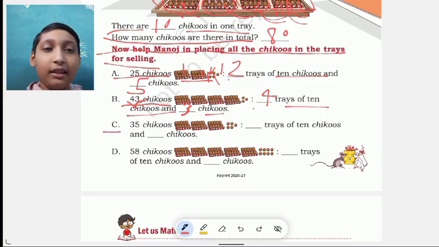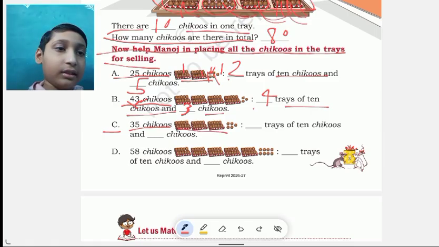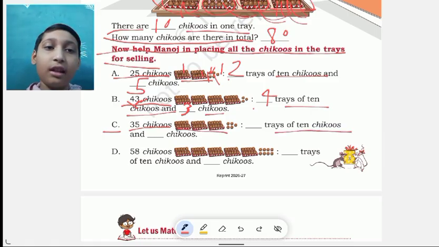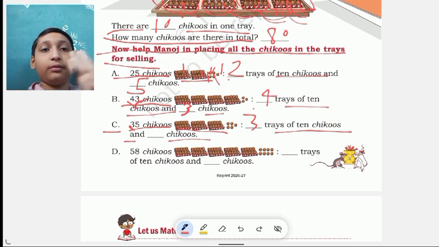So in C there are 35 chikus. It looks like this. Dash trays of 10 chikus and dash chikus. So at the first we got 3, so it will be 3 trays of 10 chikus. And then the last one is 5, so there are 5 chikus.